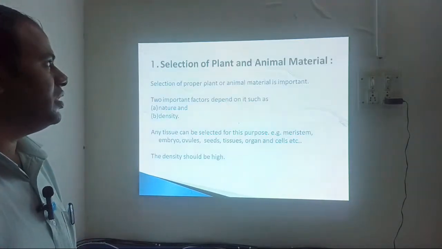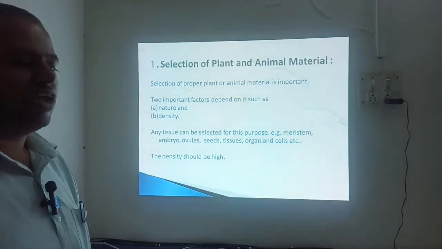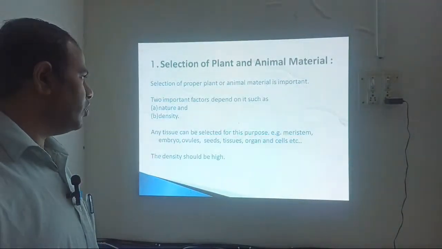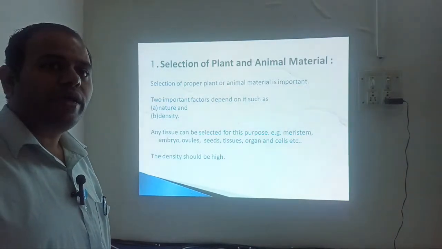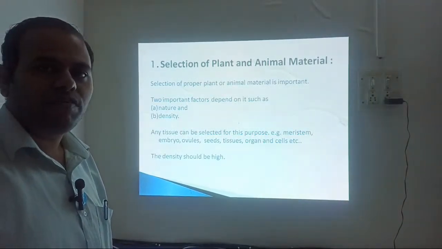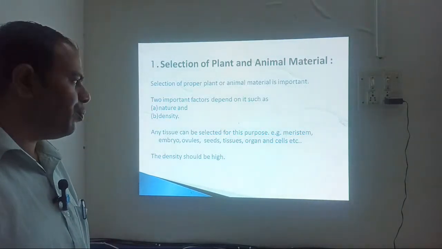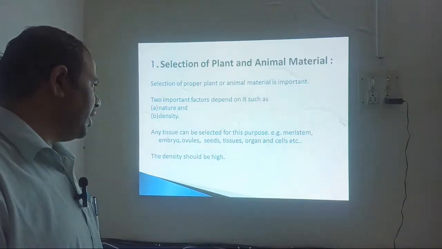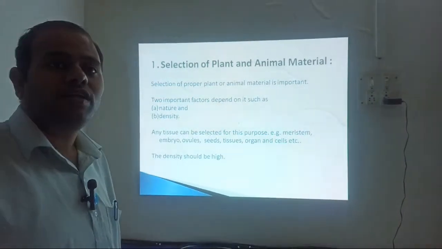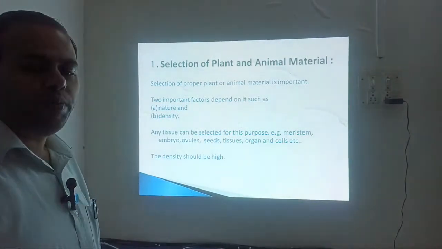The first step is selection of plant and animal. Let me elaborate on this. There are two important factors in which you are selecting. First is the nature and second is the density. The nature of the tissue should be live, obviously, and it should be freezable. Then density also. Whatever tissue you are taking for cryopreservation, it should not be dilute. It should be a concentrated one. You can select any tissue for cryopreserving. There are certain examples, for example, meristem, embryo, ovules of different species of plants, seeds, tissues, organs, semen also, ovules also, oocytes also you can preserve. The density should be high here.